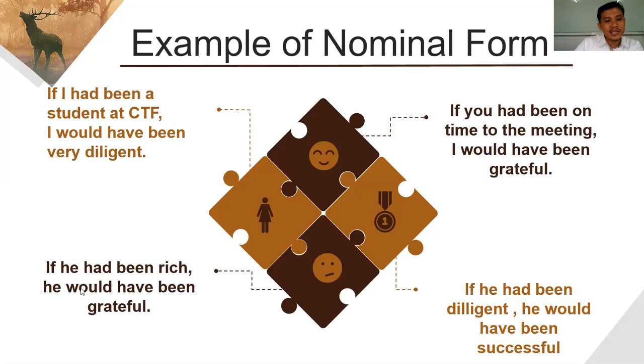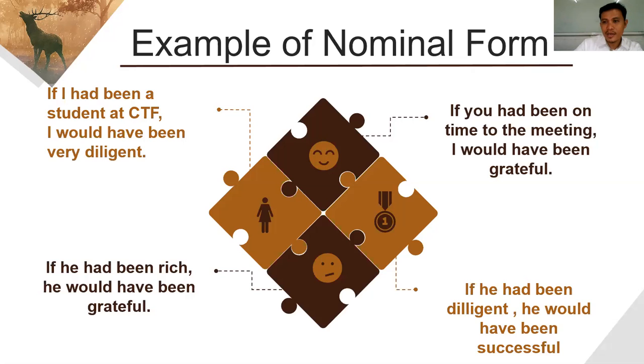And then the second, if he had been rich, he would have been grateful. If he had been rich, he would have been grateful. Ya, seandainya dia kaya, ya, dia akan menjadi orang yang bersyukur. Maybe not, but this is only an example. What is the fact there? The fact is he was not rich, and then he was not grateful. Grateful is banyak bersyukur. So the position of the if clause is in the first sentence here.